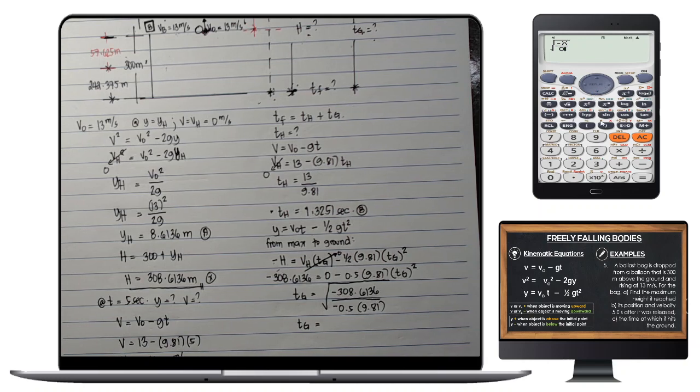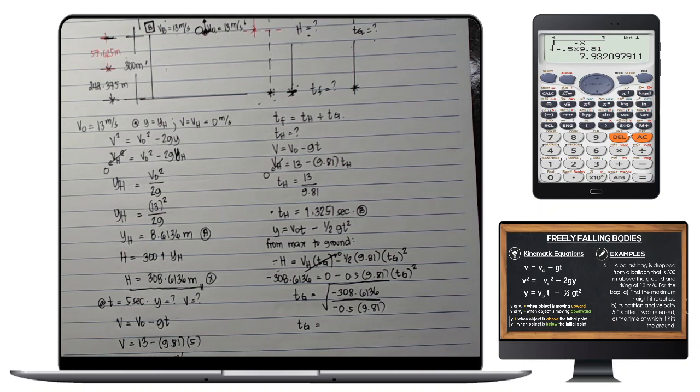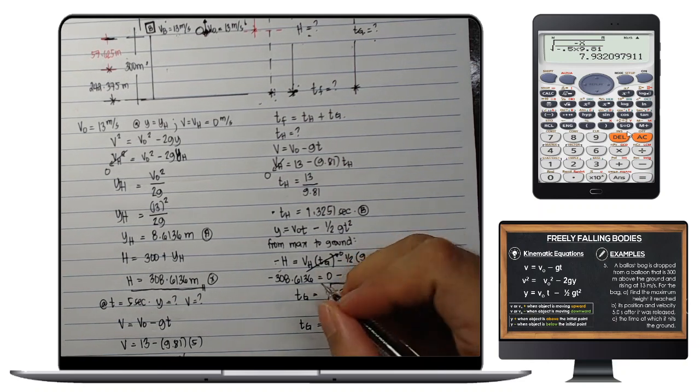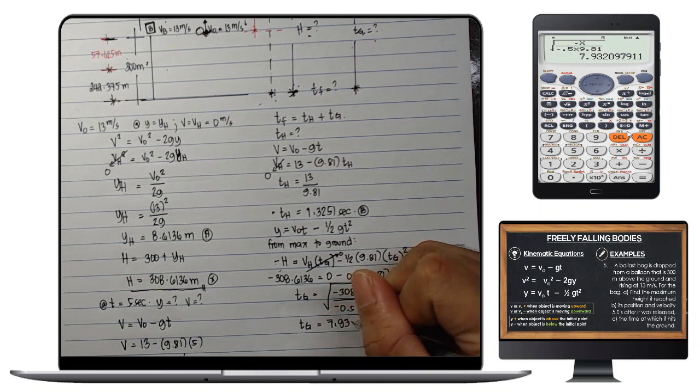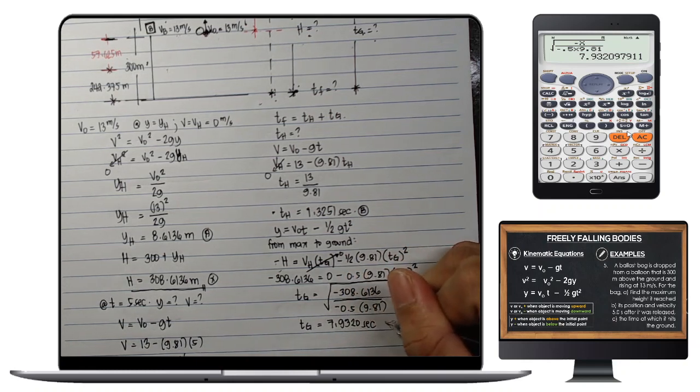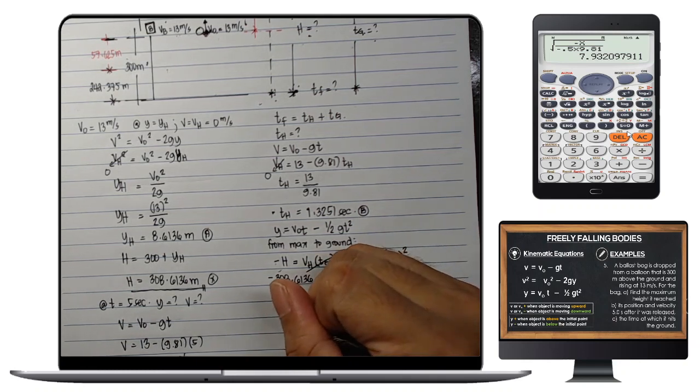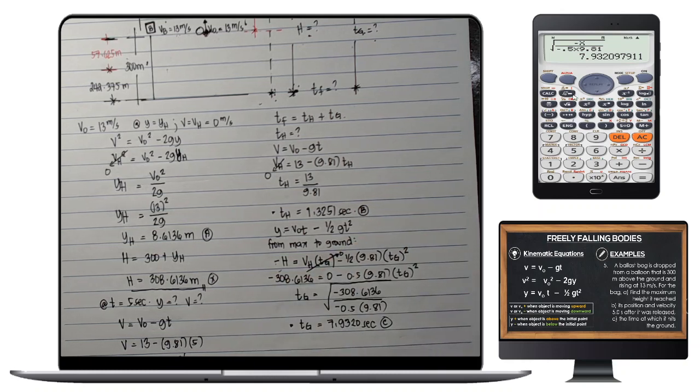Okay, this is 0.5 negative. So negative 0.5 times 9.81, square root. So we have 7.9320. So the time to hit the ground is 7.9320 seconds. Store ko lang to sa C. So from maximum height to ground, that is 7.9320. Lagay ko lang to sa C.